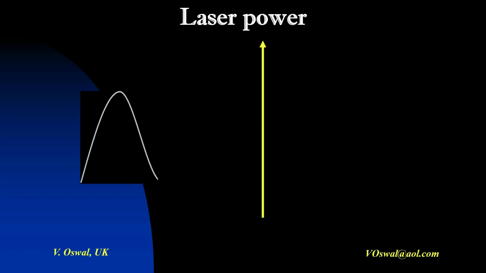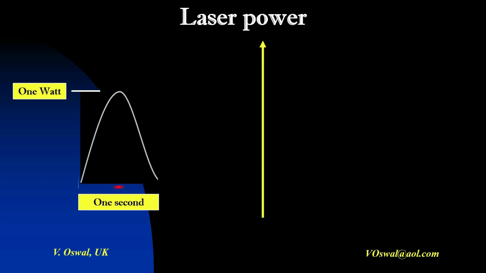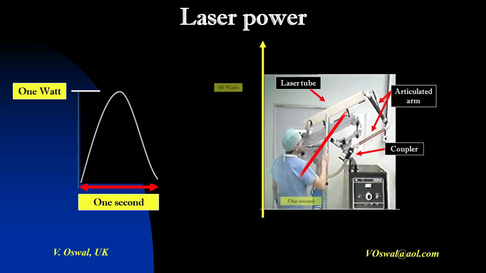Laser power comes from excited photons which escape through the laser aperture to form a laser beam. The power of the beam is measured in watts per second. For instance, our machine was rated at 40 watts, meaning it emits 40 watts of energy every second. Energy is measured in joules and is calculated by multiplying power in watts by time in seconds.